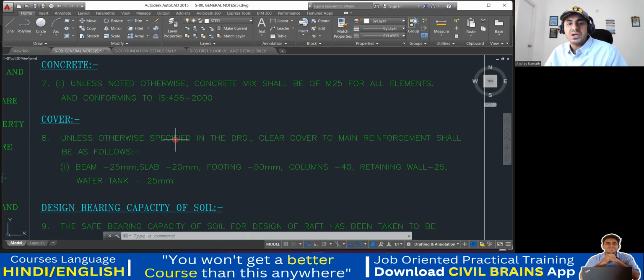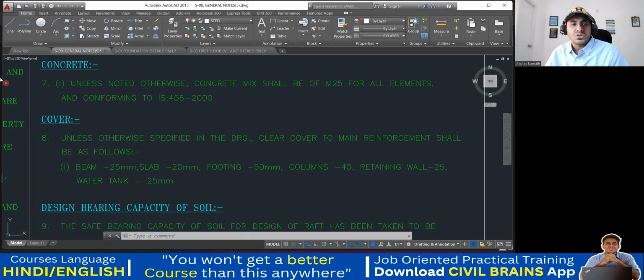Got it? Now come to the cover part. Unless otherwise specified in the drawing, DRG stands for drawing, clear cover to the main reinforcement shall be as follows. For the beam, it is usually 25 mm. For the slab, we keep 20 mm. For the footing, it is 50 mm. For the column, it is 40. For the retaining wall, it is 25. For the water tank, it is 25.